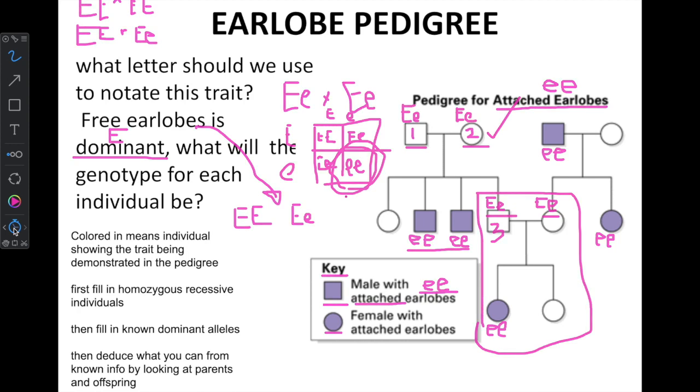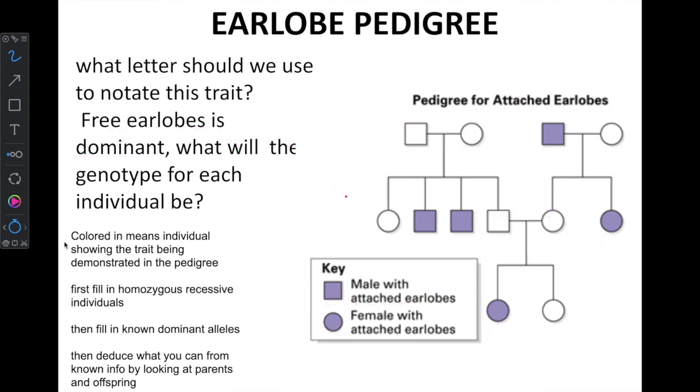Then I'm going to go through the steps. We filled in the recessive individuals first with our little e. And then we filled in the dominant alleles, because we know each has to have one capital E, and the other allele could be lowercase or capital. That's what we figured out for number 1 and 2. And then we deduce the rest of the genotypes, whether it's capital E or lowercase e.